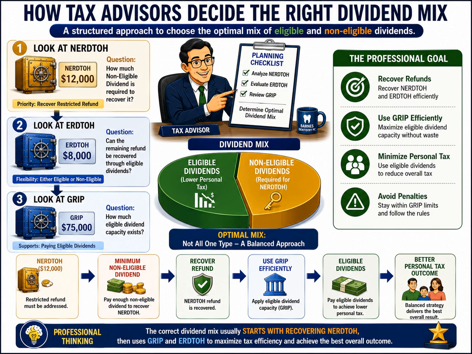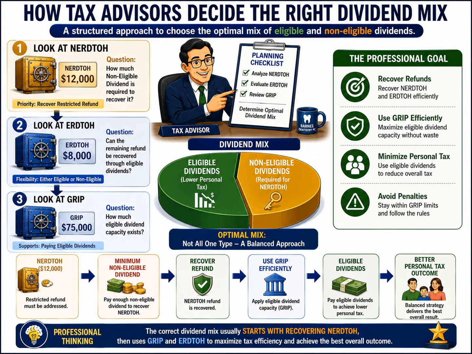Once the NERDTOH issue has been addressed, the advisor moves to step 2. Now we examine ERDTOH. Natasha has an ERDTOH balance of $8,000. Unlike NERDTOH, ERDTOH is flexible. The refund can be recovered through either eligible dividends or non-eligible dividends. This gives the advisor more freedom when designing the remainder of the dividend plan.